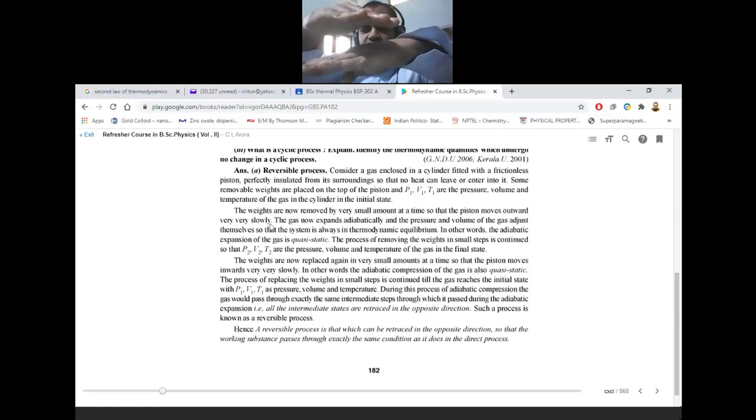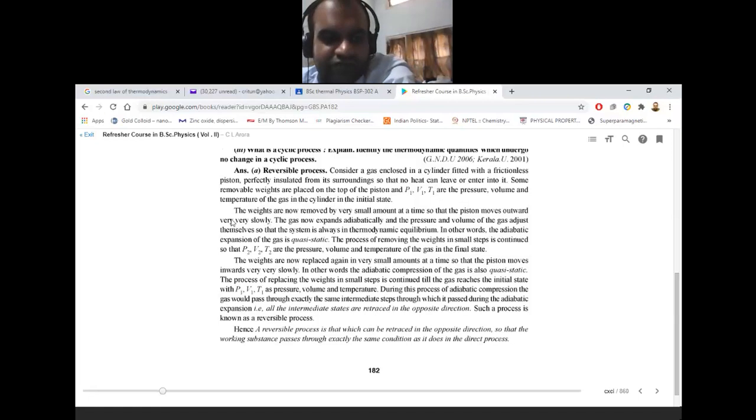Initially this is the position, but you remove the weights. If you remove the weights, the piston will move very slowly upward, very slowly. It is written here, you can see two "very" words are used.